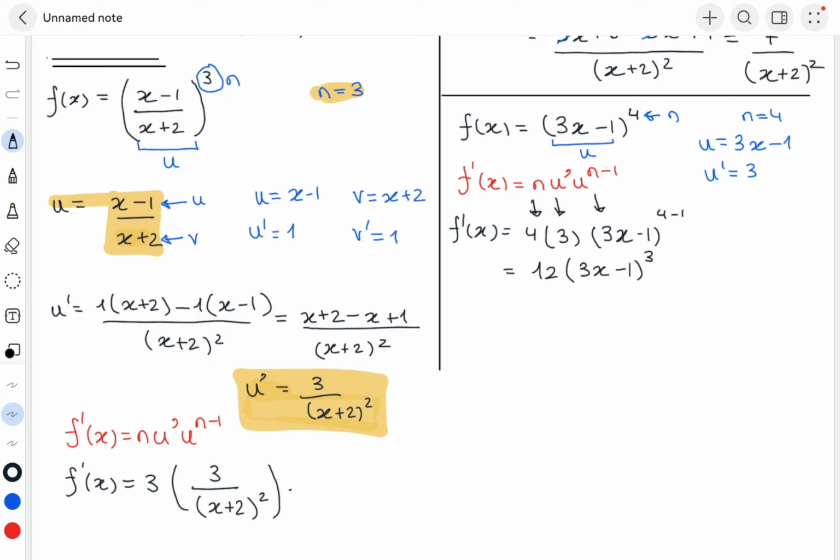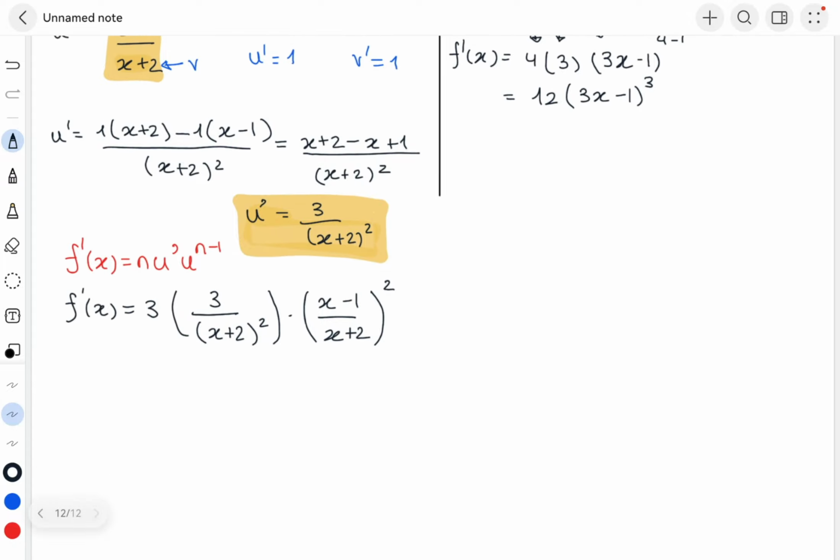And now we multiply by u to the power of n minus 1. So 3 minus 1, which is 2. And we can expand and multiply 3 times 3. So we'll have 9 over x plus 2 all squared multiplied by x minus 1 over x plus 2 all squared. And that will be our final answer.